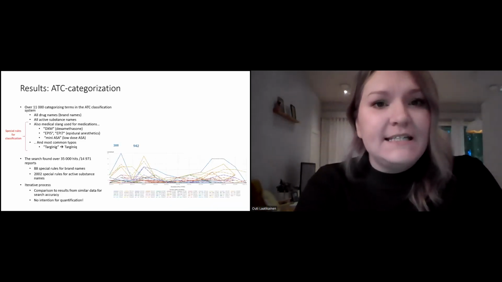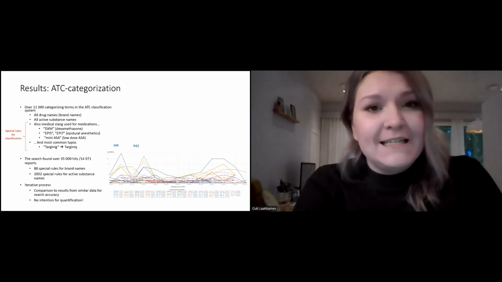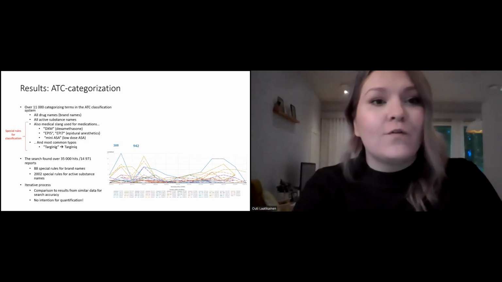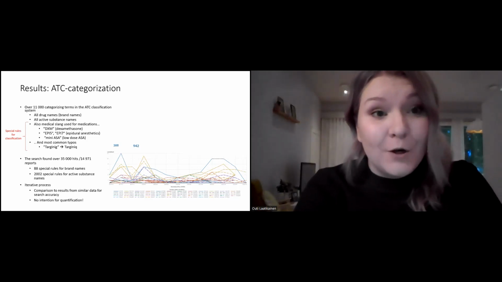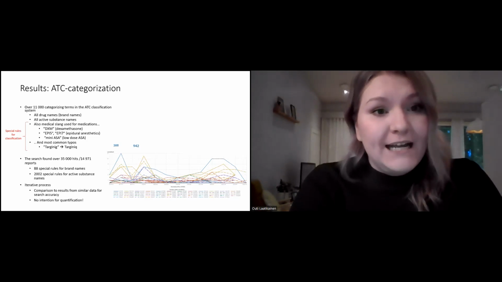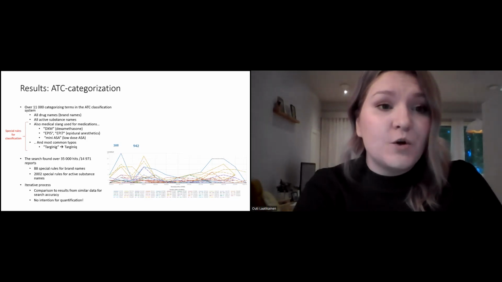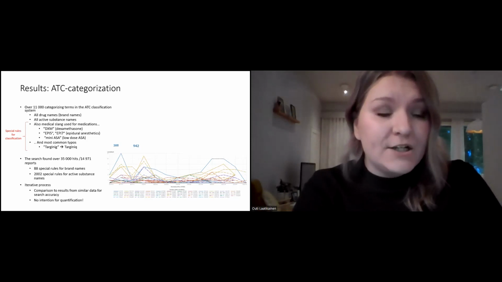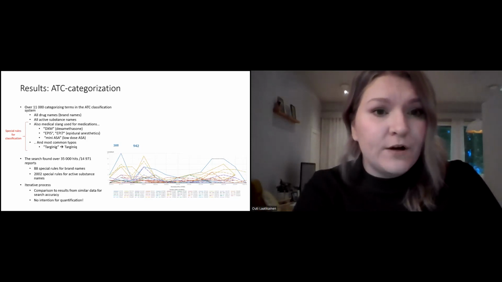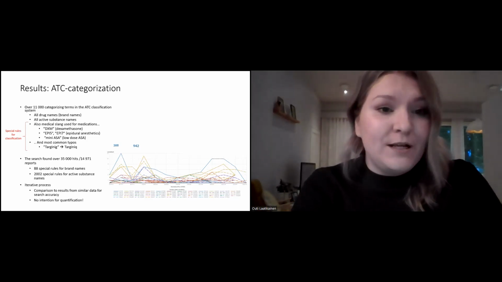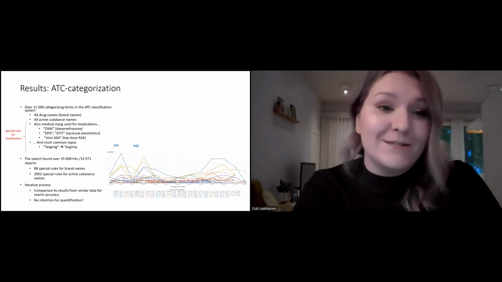Then to the ATC categorization. From the ATC categorization system, we had over 11,000 categorizing terms alone. So we had all brand names of drugs and all active substance names. But in addition to those, we wanted to have medical slang names that were used for medications, DXAM for dexamethasone and EPI5 or EPI7 for epidural anesthetics, for example. And also from our previous experience, we wanted to add the most common typos, because drug names are hard and they're quite often misspelled.